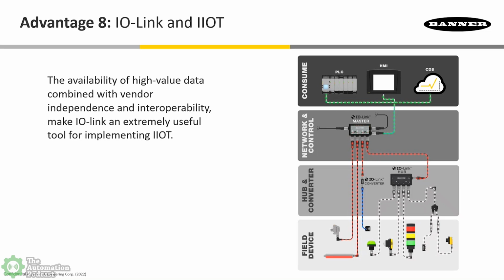So with our IO-Link master that you see on the slide, you could connect your IO-Link devices. You could send the data to your PLC or to an HMI via EtherNet/IP, Modbus TCP, or Profinet. But Banner's IO-Link master also has the ability to send data directly to the cloud, such as Banner's Cloud Data Services, which you can find more information on at bannercds.com.